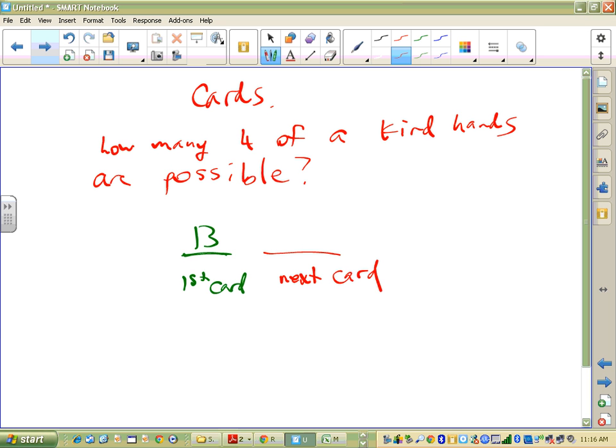4 of a kind, we have 1 card, and then we have another card that's different, right? So let's suppose we got a 2. If we got a 2, then we couldn't get a 2. So then there's 12 possibilities for that next card, right? But wait just a minute. Now we got to think, okay, suits come into play with this, don't they? So how does that work?